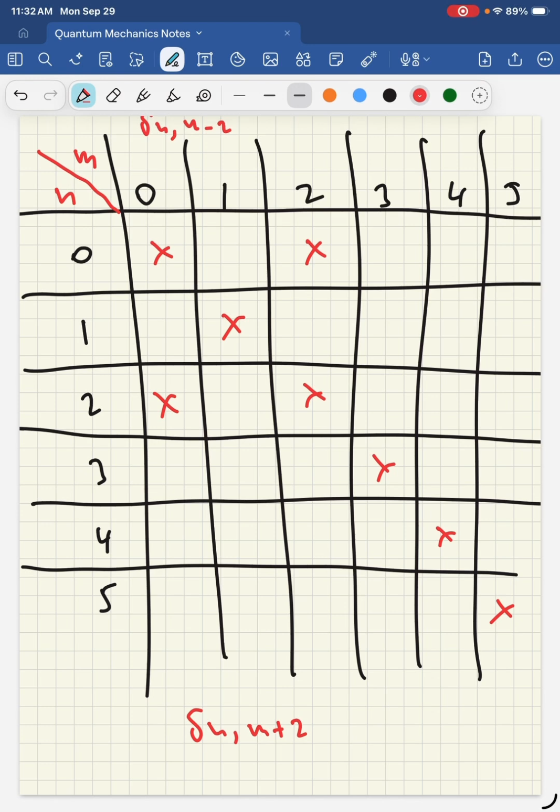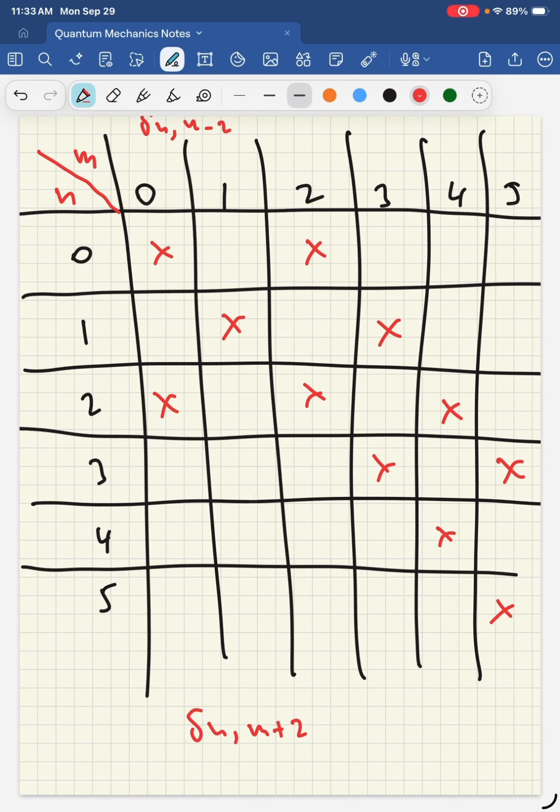okay, let's go to this column, to this row. If N is 0, only M equal to 2 works, okay? That's the only matrix element. If we go to this column, we have N equal to 1. So M minus 2 means that we need 3. Okay, so this matrix element is not 0. If we go to this column, we will have N equal to 2. So only M equal to 4 works. Okay, so this is not going to be 0. If we go to 3, then this matrix element is not going to be 0.